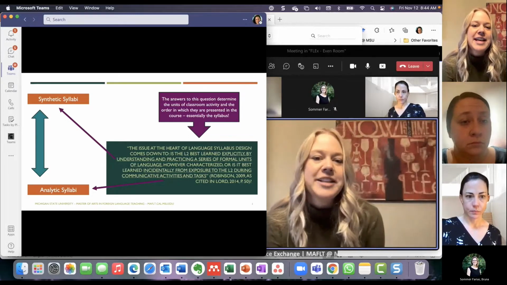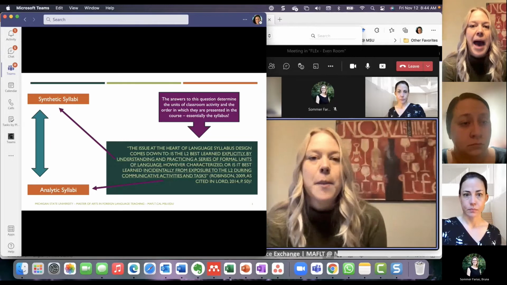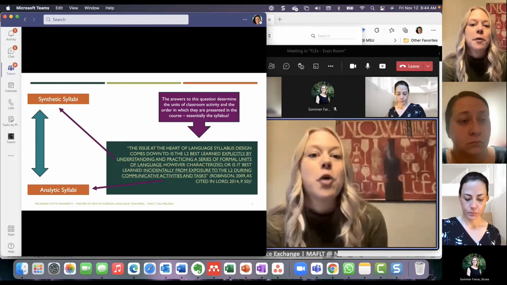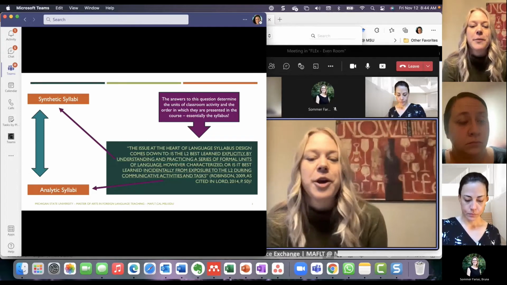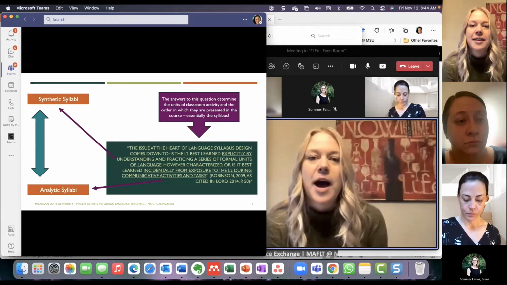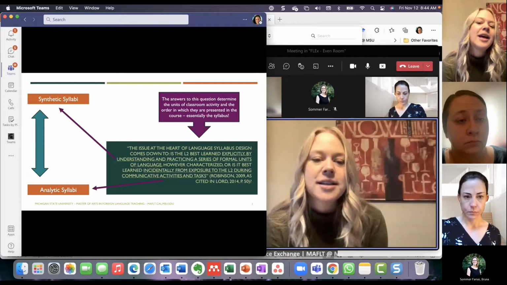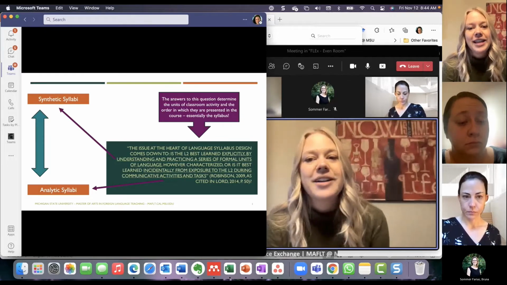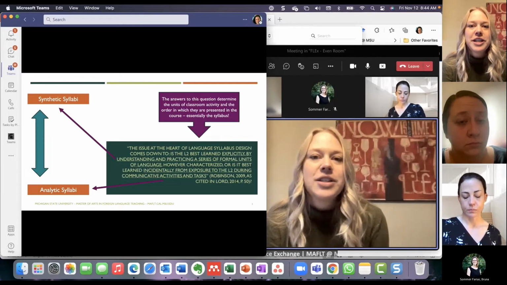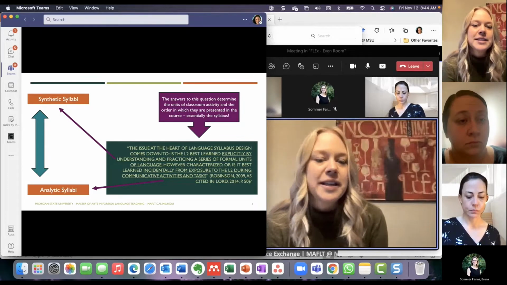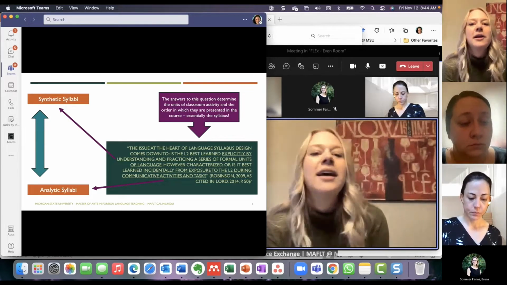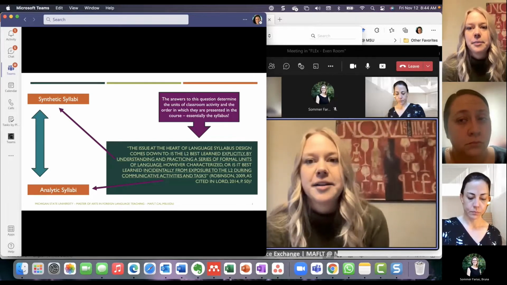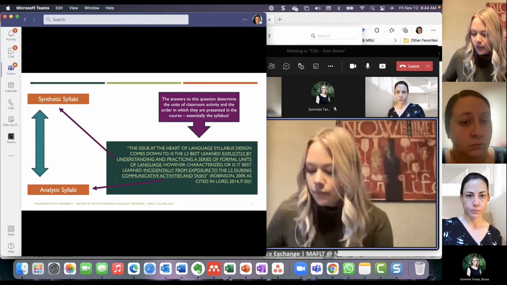Explicitly relates to the synthetic syllabi, the grammatical, very form-focused syllabus. And incidental exposure represents more of the analytic syllabi, the very meaning-focused. But in reality, we really have a continuum, right? Teachers' beliefs, and therefore their syllabus designs, might fall anywhere along this continuum between form-focused and meaning-focused. Next slide.